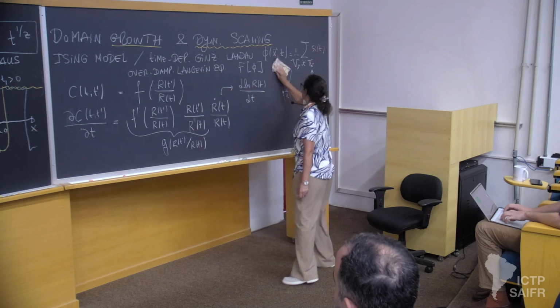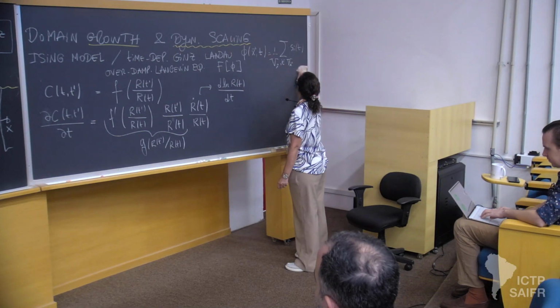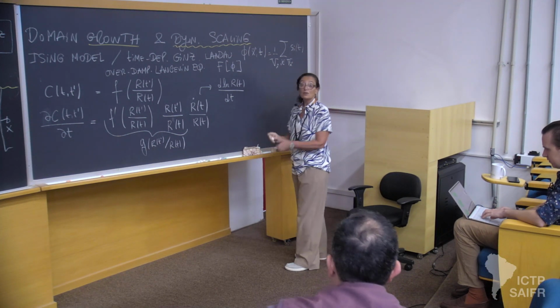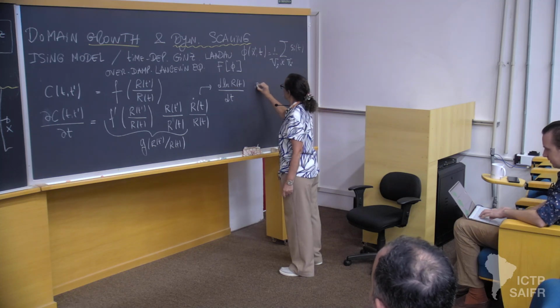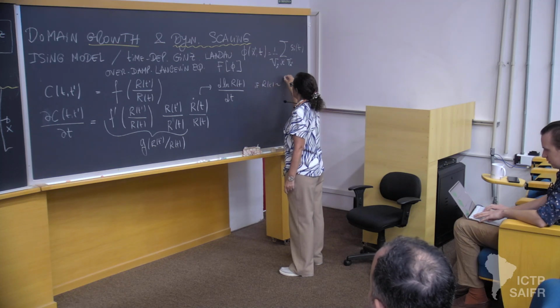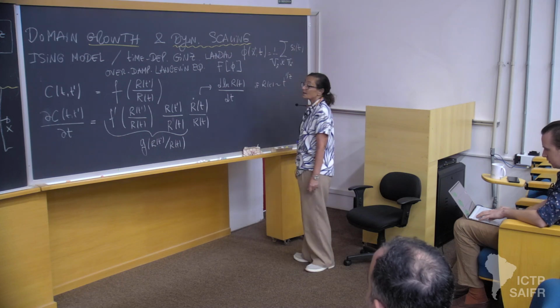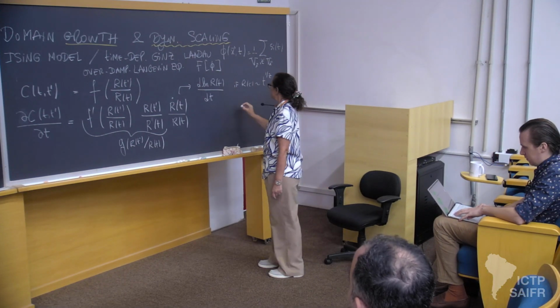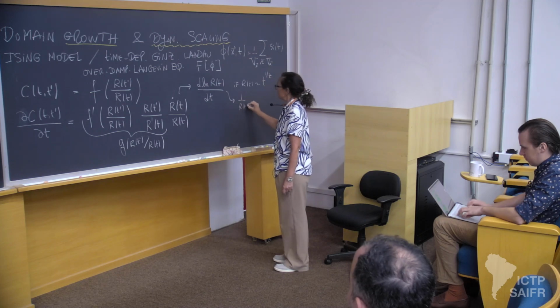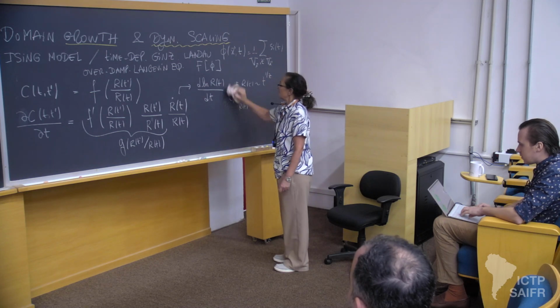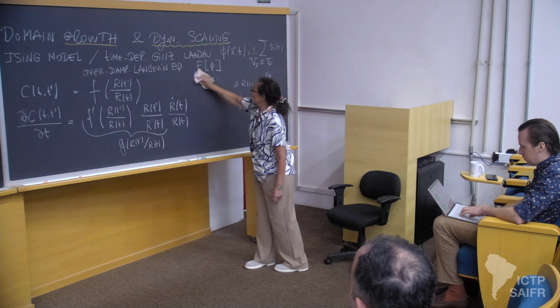Now, if R of t is something that grows with time, in particular, if R of t is like t to the 1 over z, well, I take this derivative, so this will be 1 over R of t. Well, I can do it over there. I don't need to go through the log. Just let's do it there.